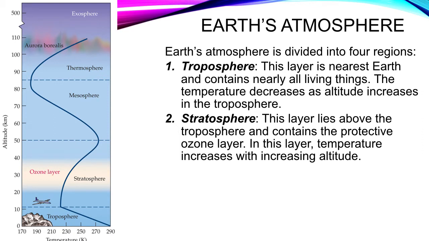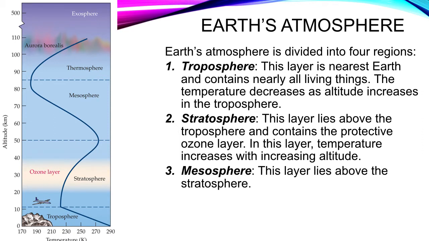The stratosphere is right above the troposphere, and there's a few important things about the stratosphere that you need to know. First, the stratosphere is a layer of the atmosphere that contains the ozone layer. The ozone layer is a protective layer that helps protect the Earth from harmful UV rays from the sun. The stratosphere layer is also the layer where things like airplanes fly. Unlike the troposphere, where the temperature decreases as you go up in altitude, the temperature of the stratosphere actually increases as you go up in altitude.